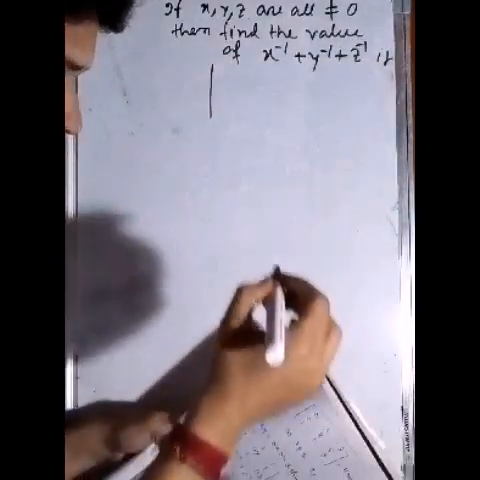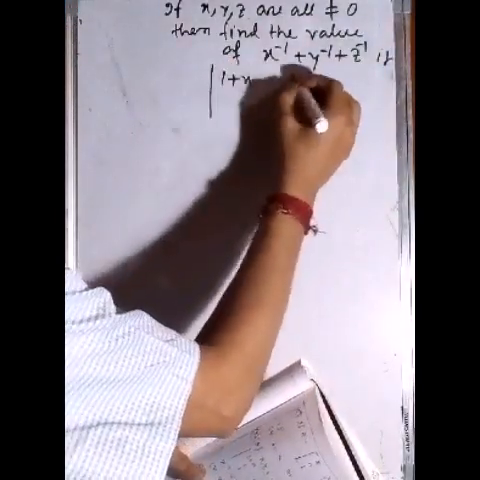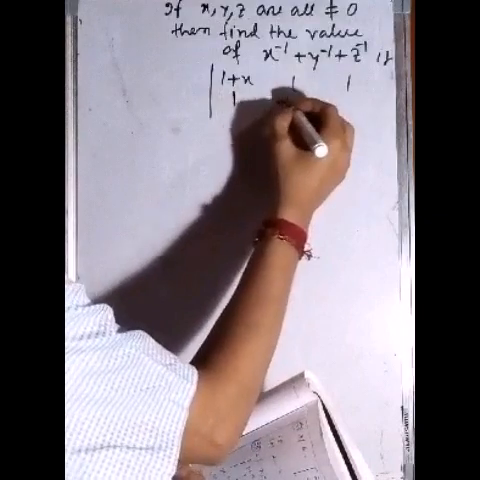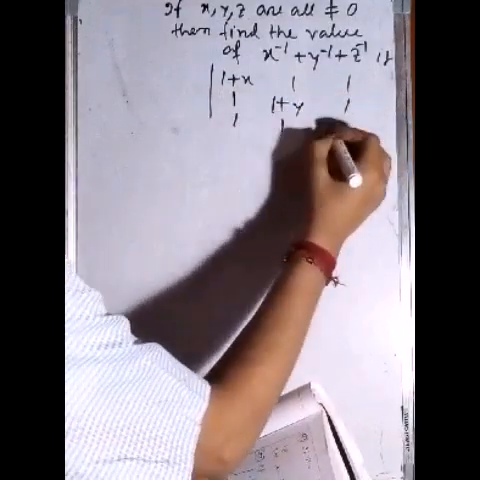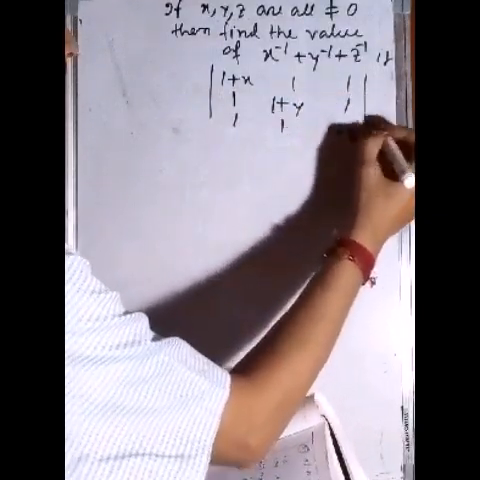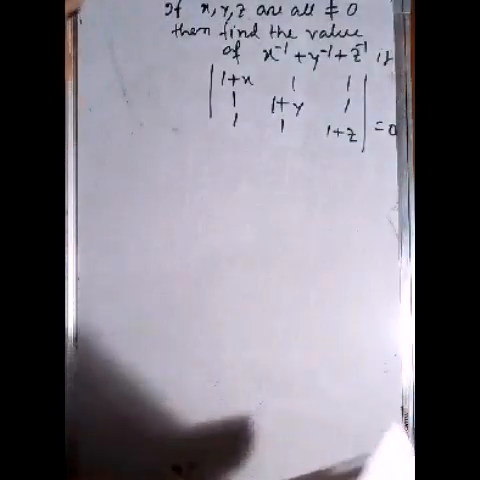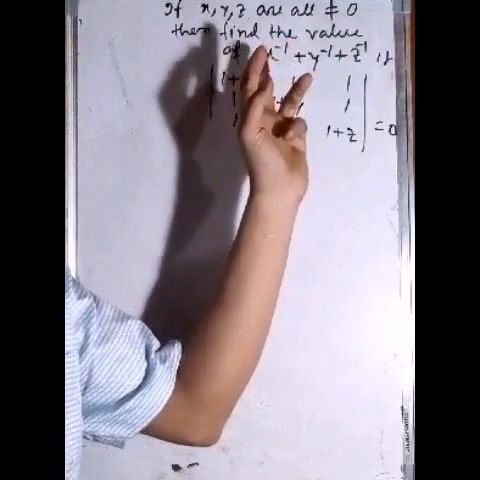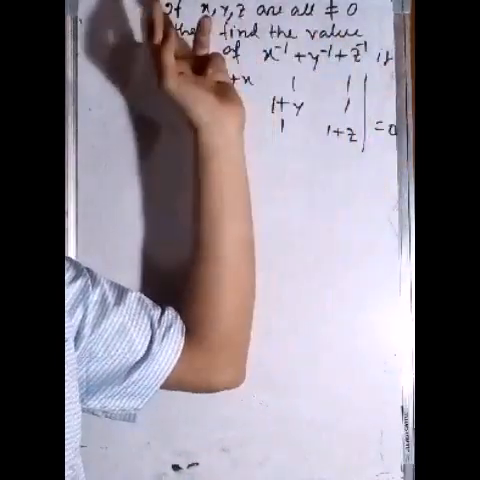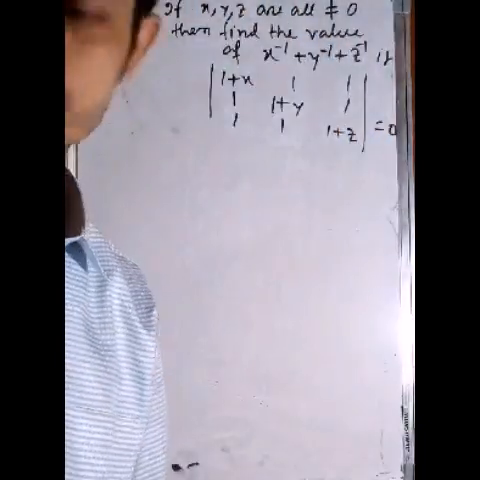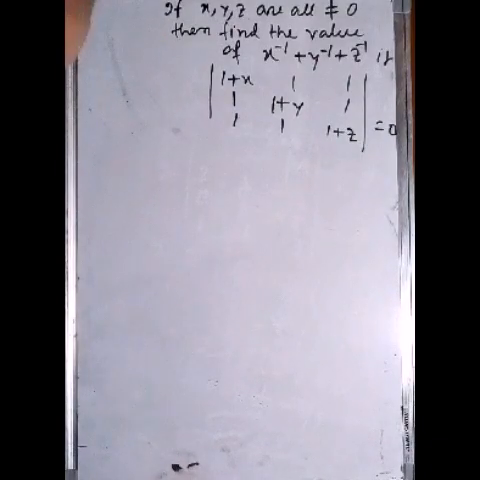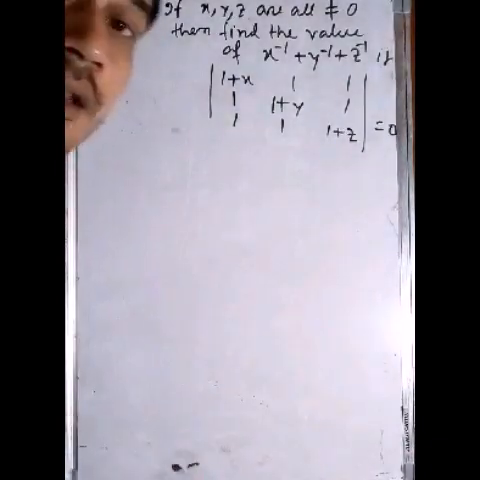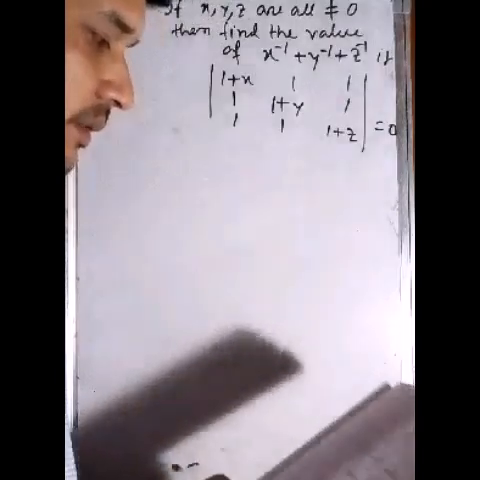If the determinant with rows 1 plus x, 1, 1; 1, 1 plus y, 1; 1, 1, 1 plus z is equal to 0. So this is your question. This determinant is given, you have to find the value of this, and given that x, y, z are all non-zero numbers. Those who are writing, write the question. After that I will solve it.